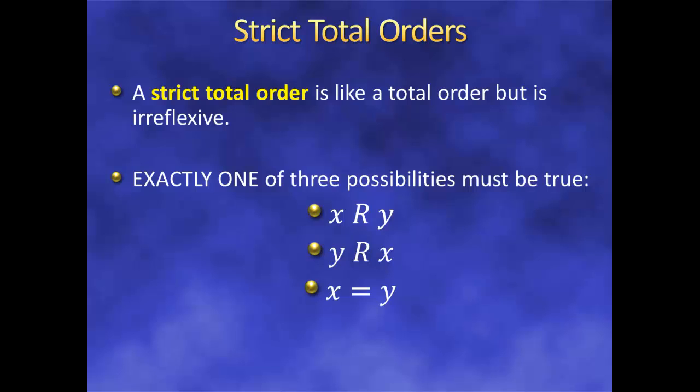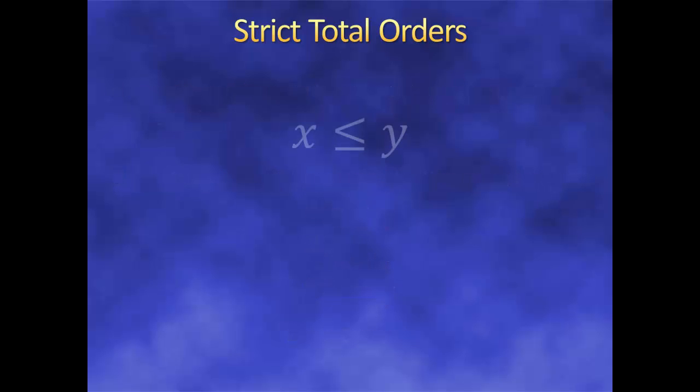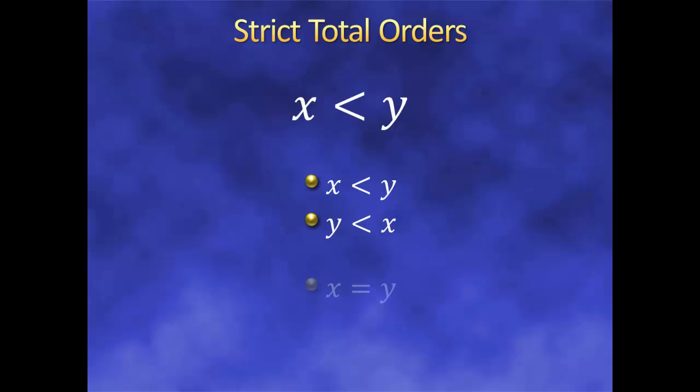If a relation forces exactly one of these three possibilities to be true for any two elements, we call that relation trichotomous. Think about what this does to the less than or equal to relation on the integers. Since we've made the relation irreflexive, for the strict total order, we're simply left with the less than relation instead. So if x and y are integers, either x is less than y, or y is less than x, or x and y are equal. Every possible x and y must satisfy exactly one of these three criteria.